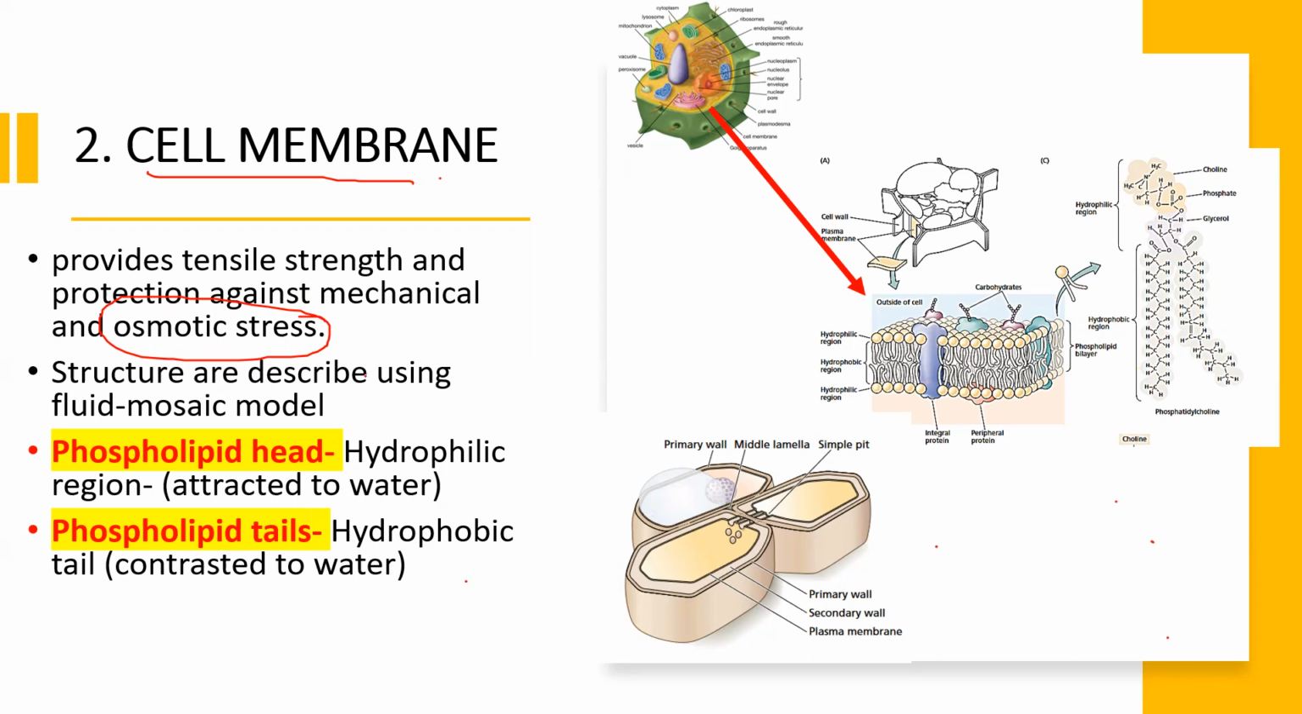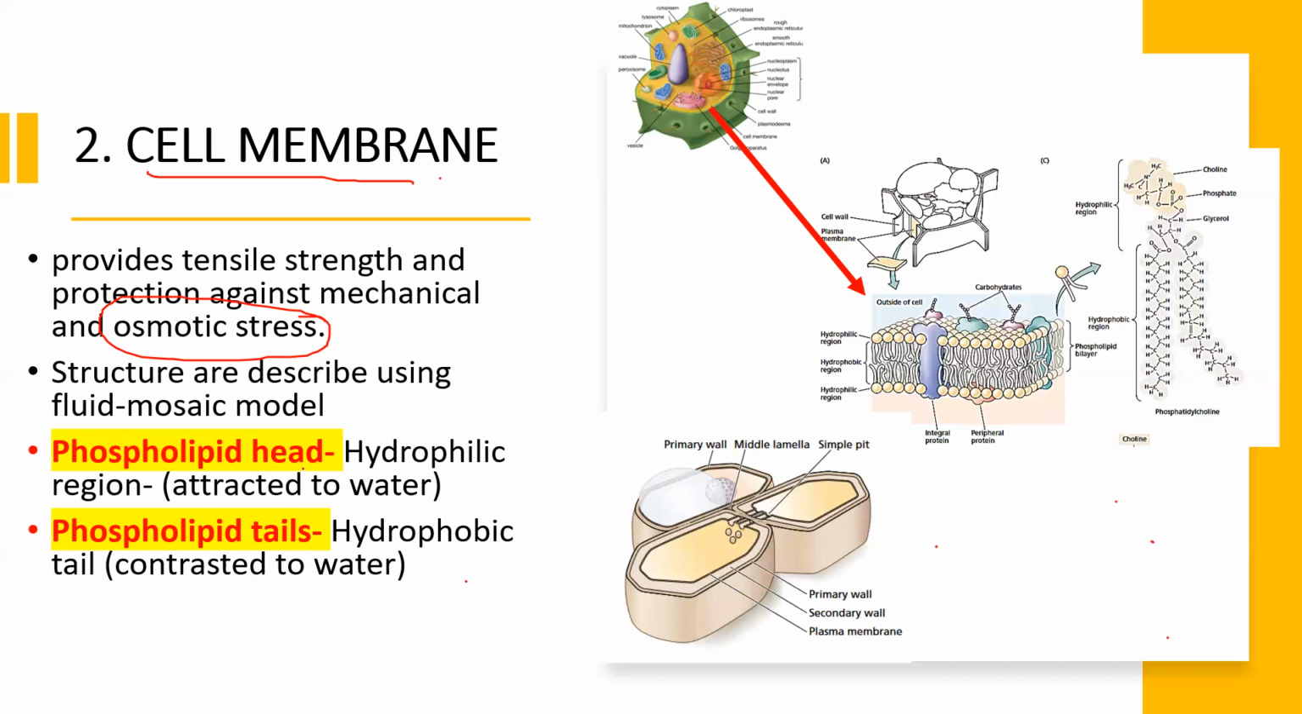So, we have the phospholipid head. So, anong ibig sabihin ng phospholipid head? So, that is attracting to the water. So, phospholipid head is hydrophilic region. So, they are in the hydrophilic region, or the attracting to water. And also we have the phospholipid tails.